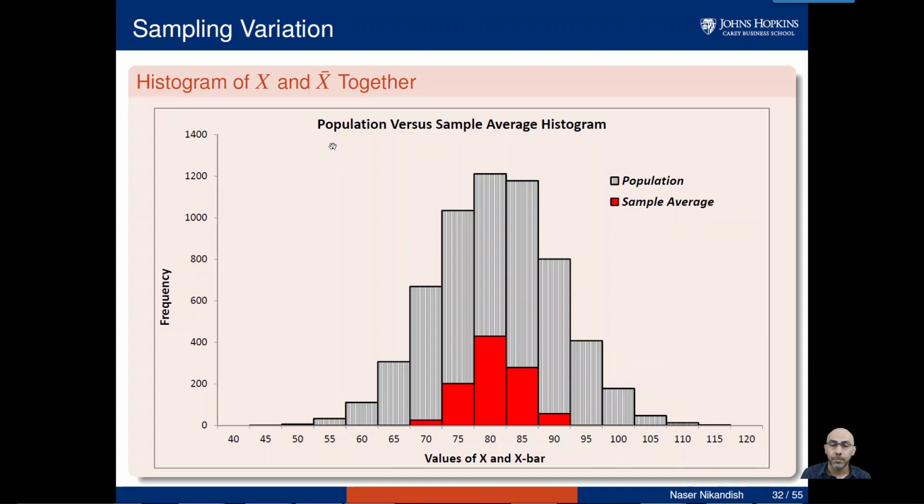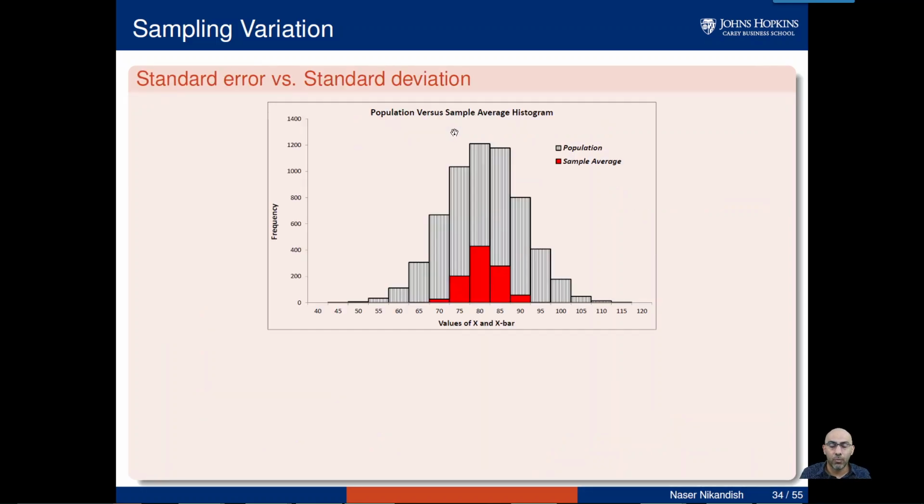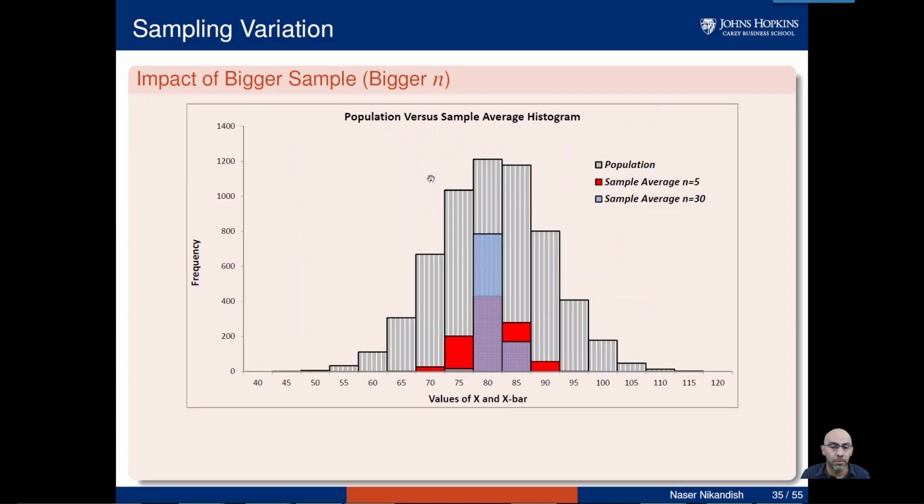x bar has lower variance, lower spread. That's not random. That comes from central limit theorem, well, not necessarily central limit theorem, from the distribution of x bar. So let's move forward.